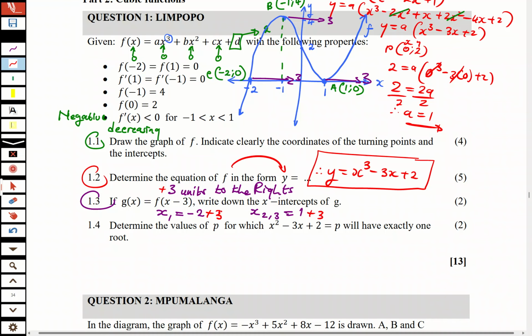It means now here you have x1 to be negative 2 plus 3, which will give you just 1, and then here you have 4. So it means this point will be somewhere there, understand, and then this point will be at 1. So that's how you deal with that. Therefore, this will be the x-intercept of g. So the x-intercept of g, you can limit x equals to 1 will be 1, and then x and 2 and 3 will be just 4.